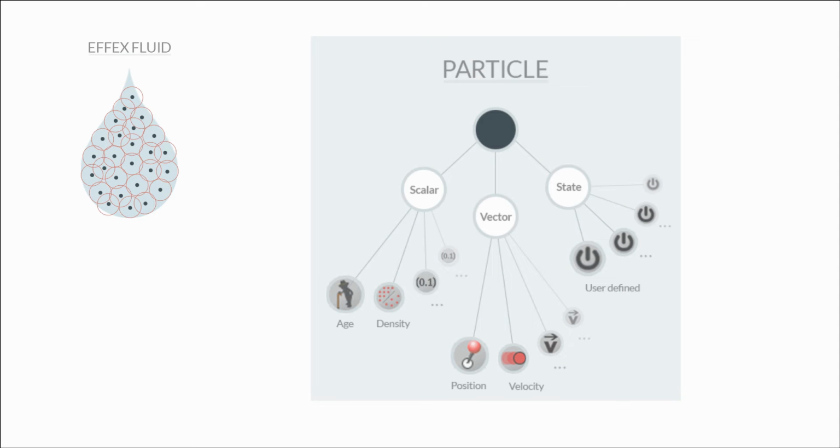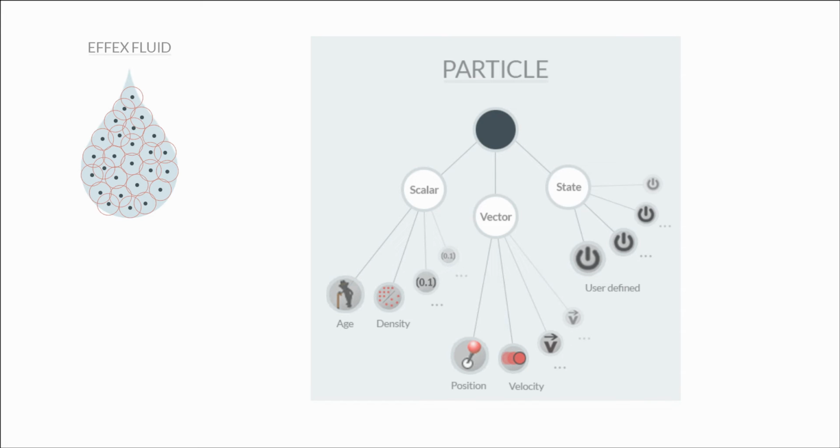For example, other nodes can read out these properties and do certain operations based on this information. There are already a lot of predefined properties that you can attach to a particle in Effex, but there are also custom properties, so properties that do not have a special purpose per se, but you can fill them with whatever information you want and then read them out later and do whatever you want with them.